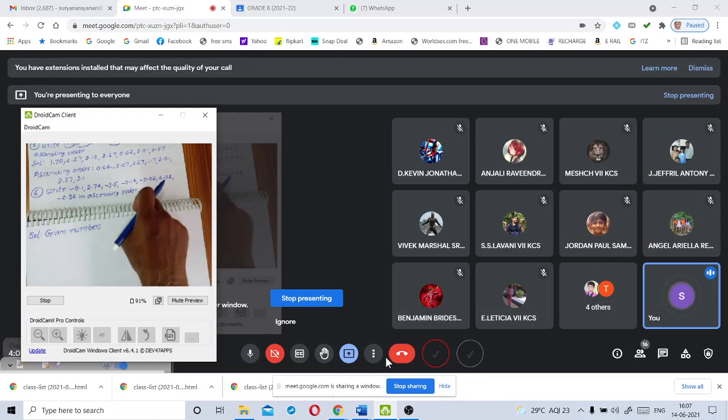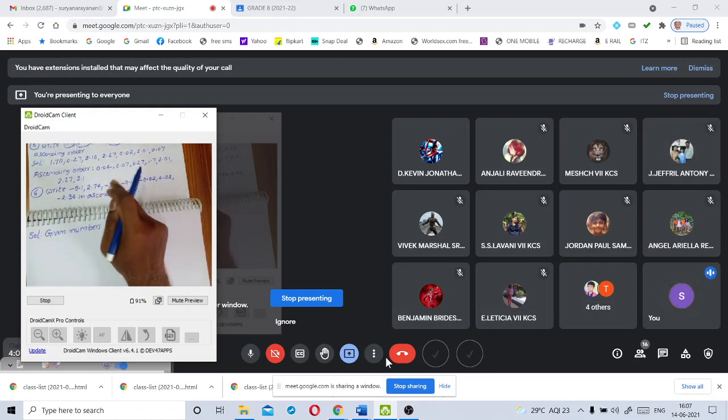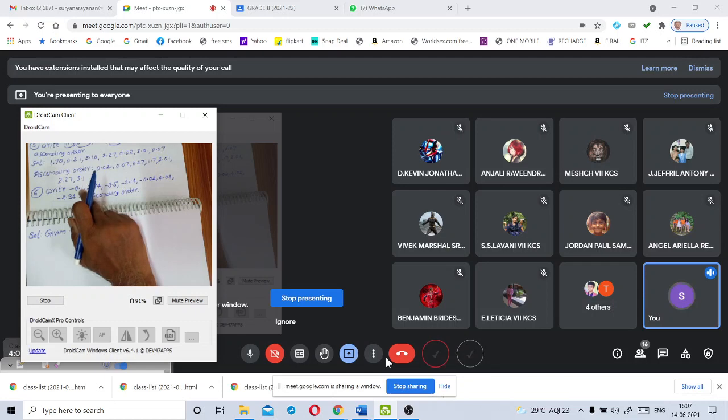Here, what should we do first? Do you remember? Sir, we should add 0. Yes, we should add 0 because here the highest decimal places are 2. In some numbers, only one decimal place is given. In that case, we have to add 0 at the right end.